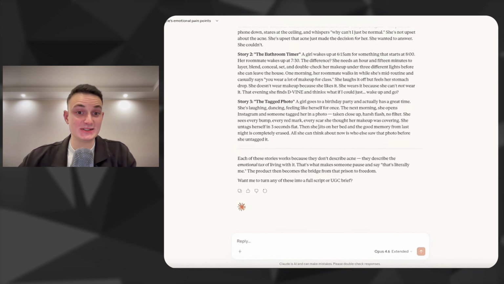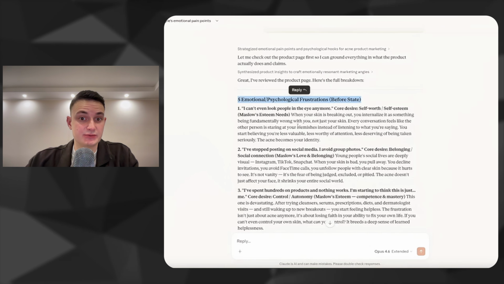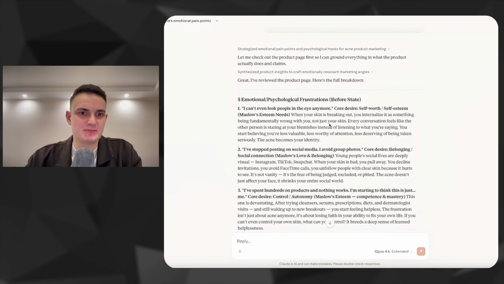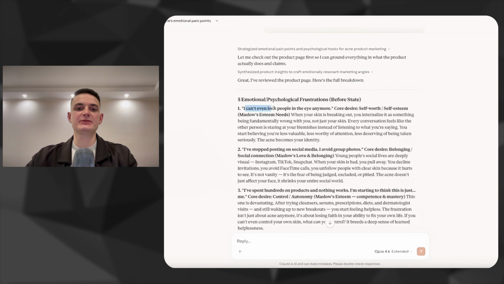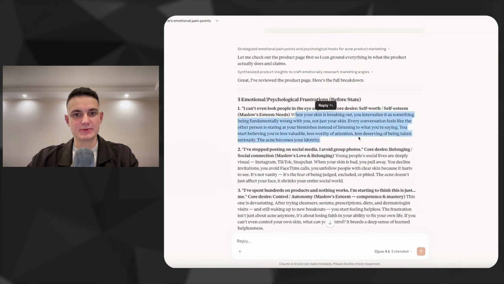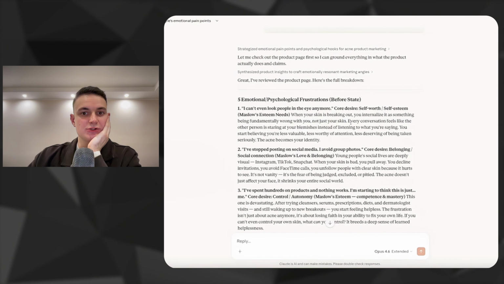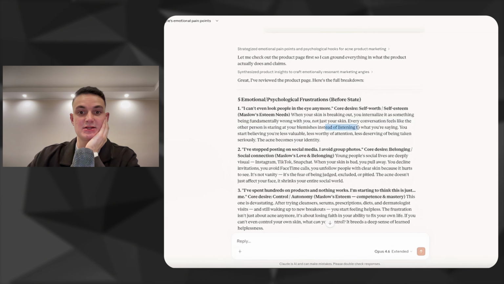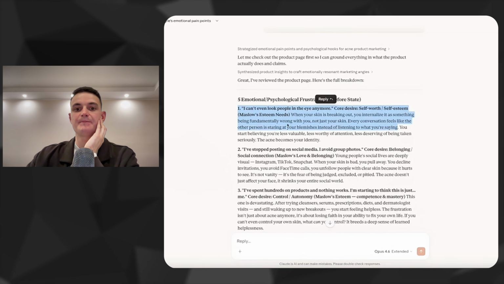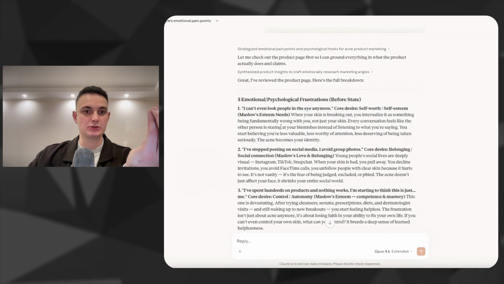Okay, now that it's done generating, let's look at what the prompt gave us. These are some of the frustrations first. So this is something that you would get from just doing basic Reddit research. "I can't even look people in the eye anymore." "When your skin is breaking out, you internalize it as something being fundamentally wrong with you, not just your skin." "Every conversation feels like the other person is staring at your blemishes instead of listening to what you're saying." So you see how you can turn this into a story.